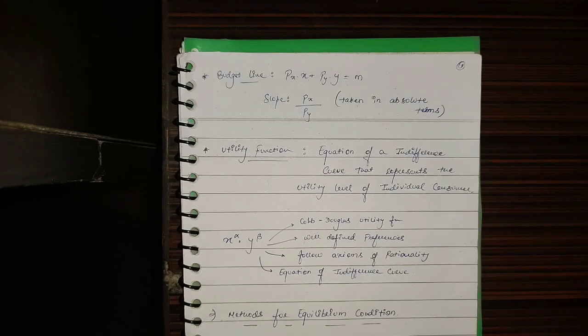The utility function that we have seen till now is only the Cobb-Douglas utility function, but there are many other utility functions as well. A utility function is the equation of the indifference curve that represents the utility level of an individual consumer. Given a consumption bundle, if I plug the quantities of X and Y into the utility function, we get the utility level that the consumer derives from the consumption bundle provided to us.